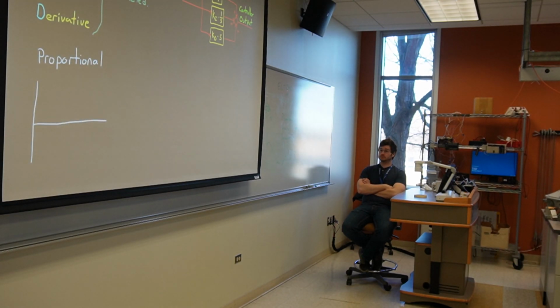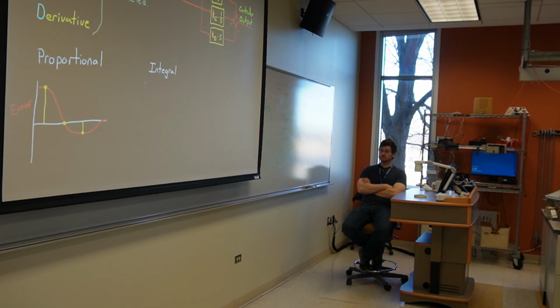Let's say the error in the system is changing over time, like this red line. In the proportional path, the output is the error scaled by the gain Kp. So you can see here that when the error is large, the proportional path will produce a large output. When the error is zero, the output in the path is zero, and when it's negative, the output is negative.